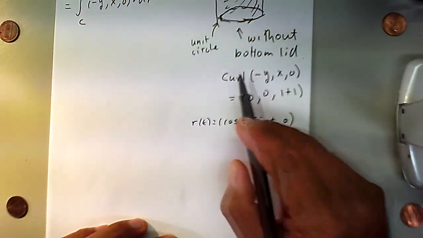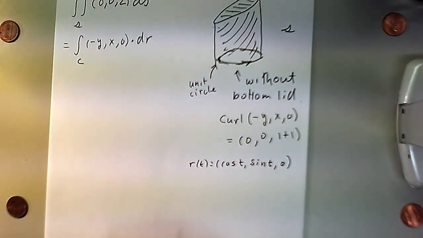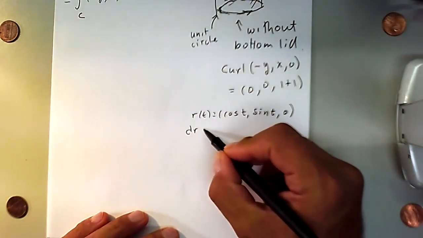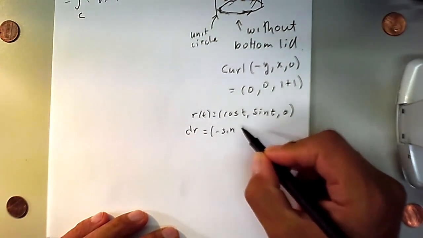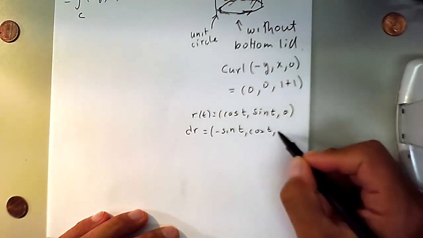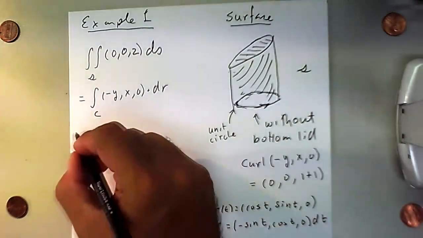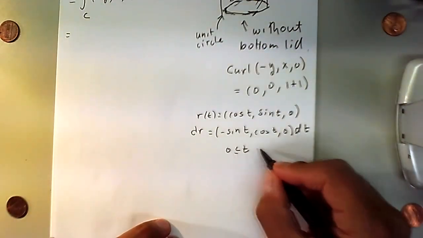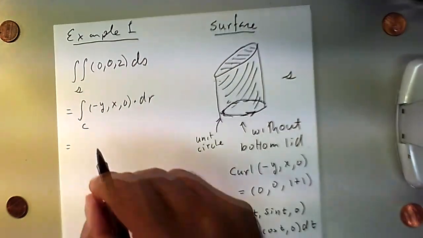And then what do we have to do in this case to find the line integral? We have to find dr, which would be the derivative of cosine, which is negative sine t, the derivative of sine, which is cosine t, and the derivative of 0, of course, is 0, dt. We've got to find the differential. And by the way, t goes from 0 to 2 pi because we are integrating over the entire circle.